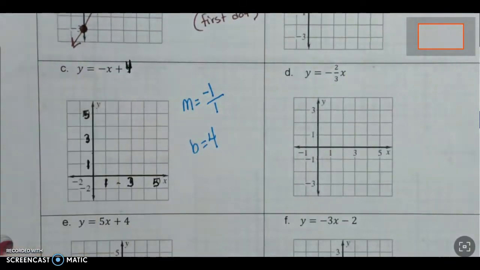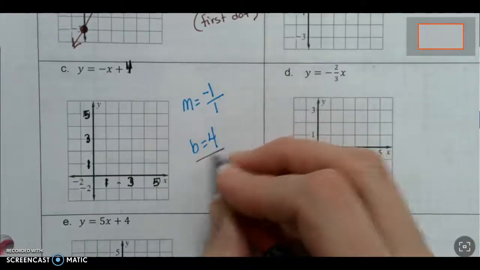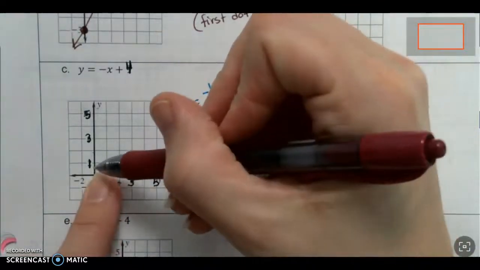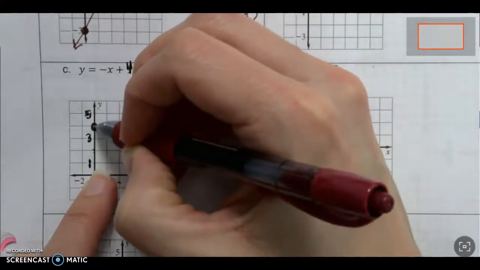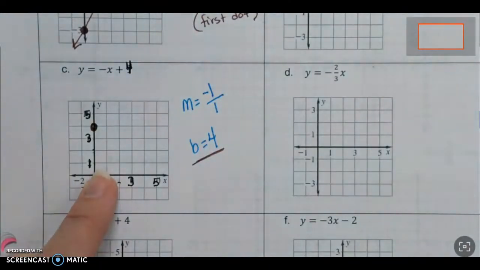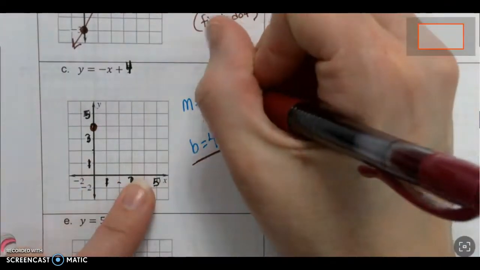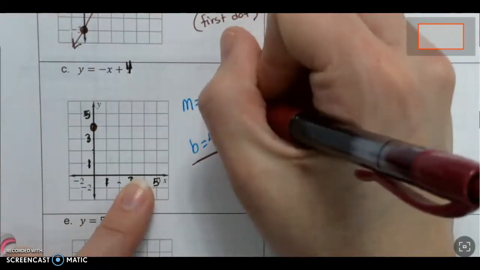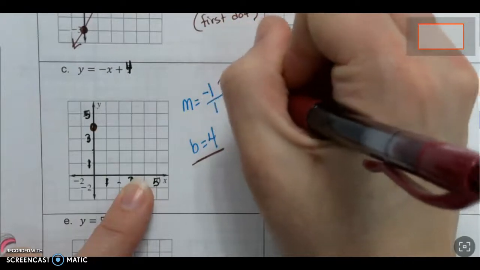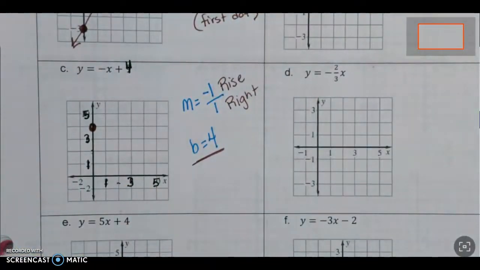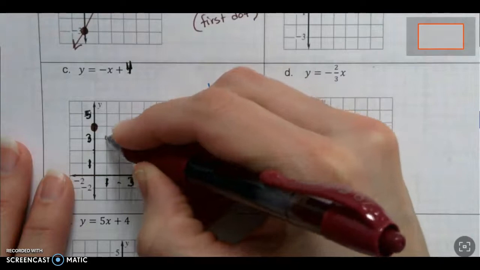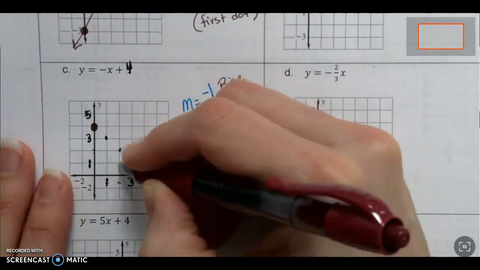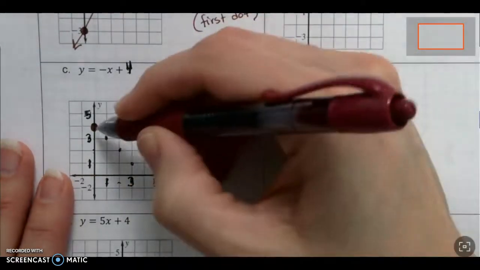All right, so my first dot right here, this y-intercept, 1, 2, 3, 4, right there on that y line. And then I'm going to rise and then go to the right. Now when you rise by a negative number, that means you're going to go down. So I'm going to go down 1, right 1, down 1, right 1, down 1, right 1. There we go.